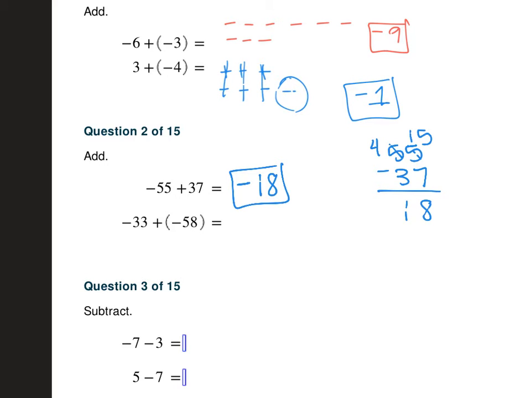If I look at the next question, I have -33 plus -58. If I start doing all my minuses, I know they're all going to be negative altogether because it's -33, so that's 33 minus signs, and then 58 more. My answer has to be negative. And then I just add 33 plus 58: 8, 9, 10, 11, carry my 1, 8, 9. A final answer of -91.